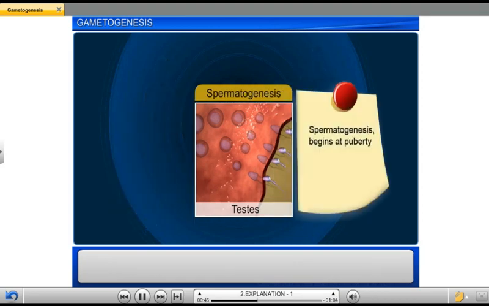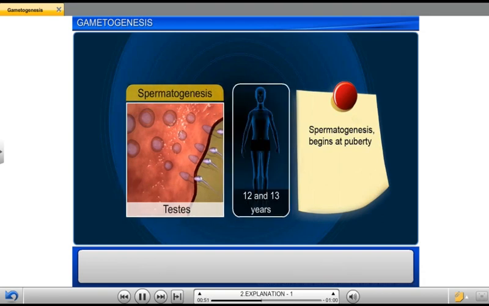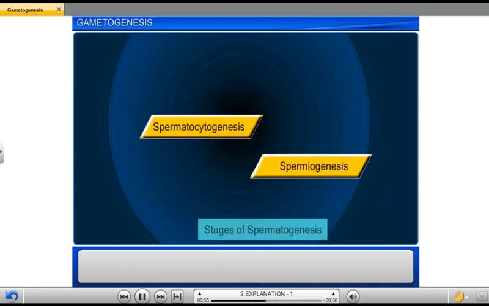Spermatogenesis begins at puberty, usually between 12 and 13 years of age, and is divided into two stages: spermatocytogenesis and spermiogenesis.